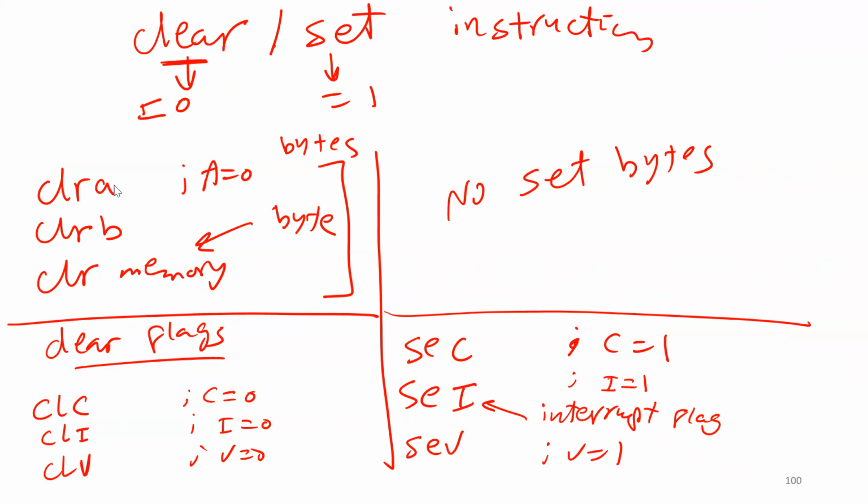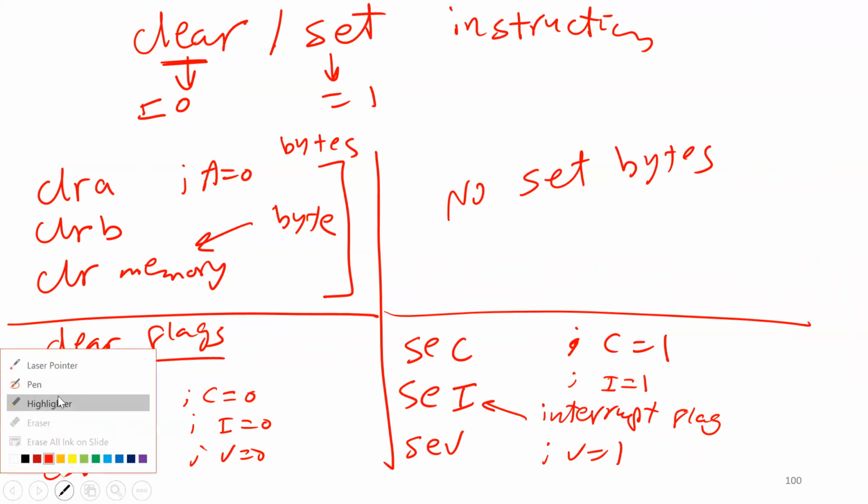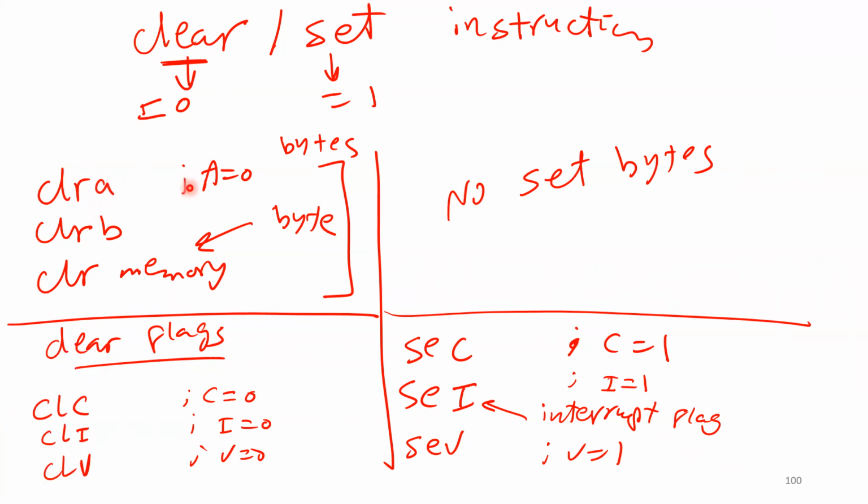Number 1, we have clear for registers, like clear A. So actually you are going to put 0 in register A. Clear B means you are going to put 0 in register B. So A is equal to 0, all the bits are zeros. You know what I'm saying? So A is equal to 0, B is equal to 0. Also, you can clear a memory location, which is a byte. Clearing a byte means all bits are zeros. You clear it, and the result is that the value is 0, right?